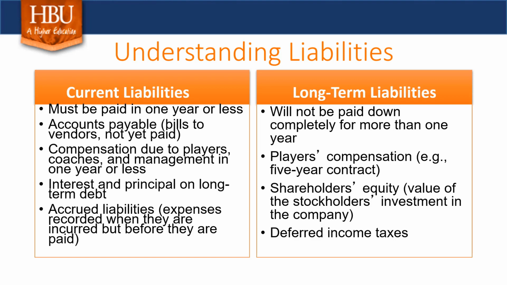Long-term liabilities, again, are those future liabilities. You could think about them a year down the road. They won't be paid down completely for more than 1 year. These are players' compensations as well as coaches' compensations. Think long-term contracts, 5-year contracts. Next year and in 4 years down the road, you owe said player or coach the amount dictated on their contract.